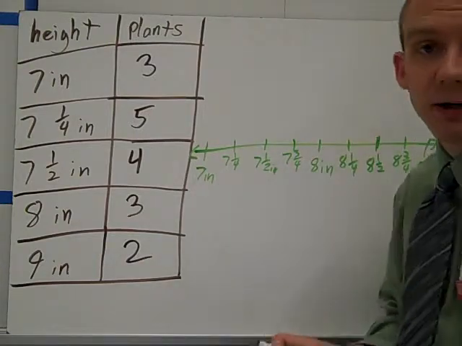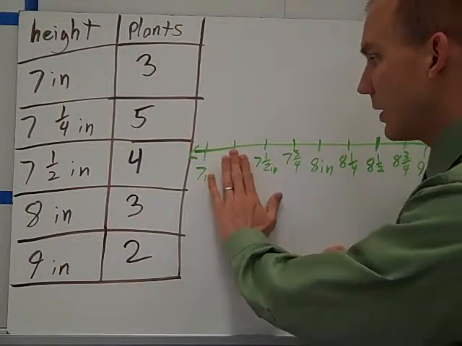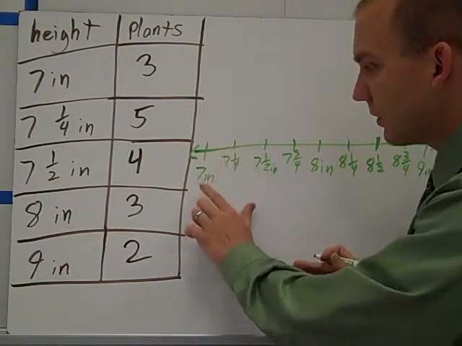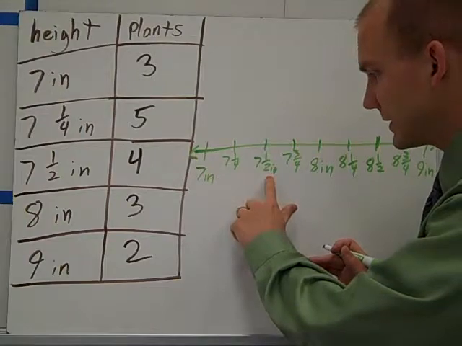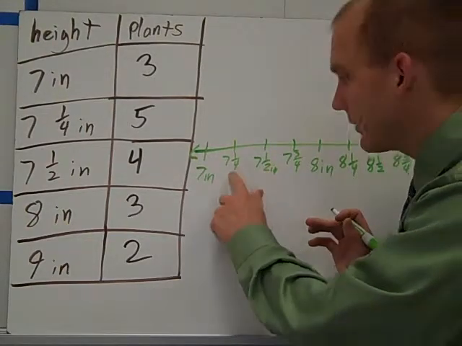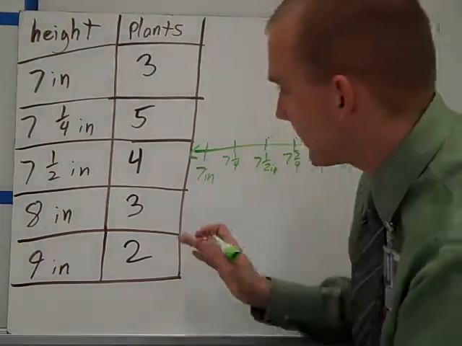It can get kind of crowded down here, so sometimes you may not want to label your 1/4 inches, and know that whoever's looking at it will know that if this is 7 and this is 7 1/2, you'll have 7 1/4 in the middle there.